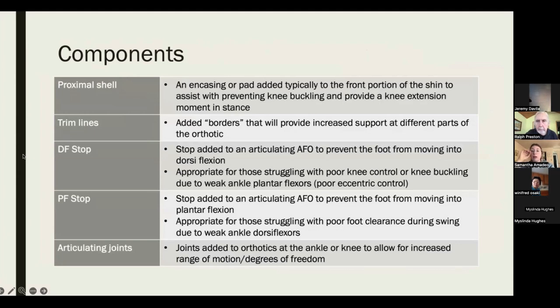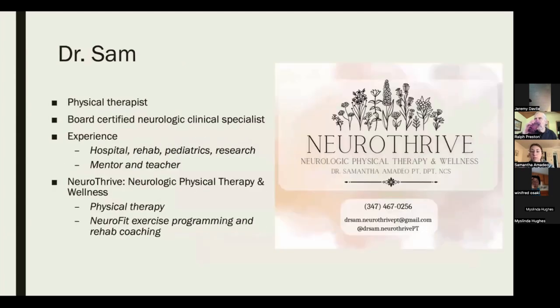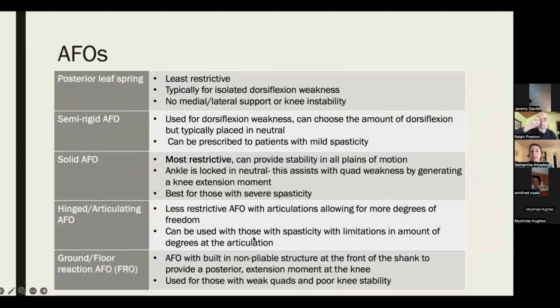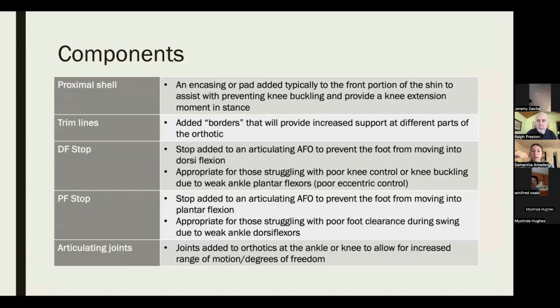Now there's these different things that are called stops. They're a little bit more intricate to understand, but say we are trying to progress from something that's rigid to something that's articulated. We can customize how much range of motion you get by using things that are called stops. So a dorsiflexion stop is going to stop your foot from going into dorsiflexion. So these are really good for if you have poor control as you're in stance, and you can maybe have a knee buckle, so like something that a proximal shell would prevent. So it stops the foot from moving into dorsiflexion.